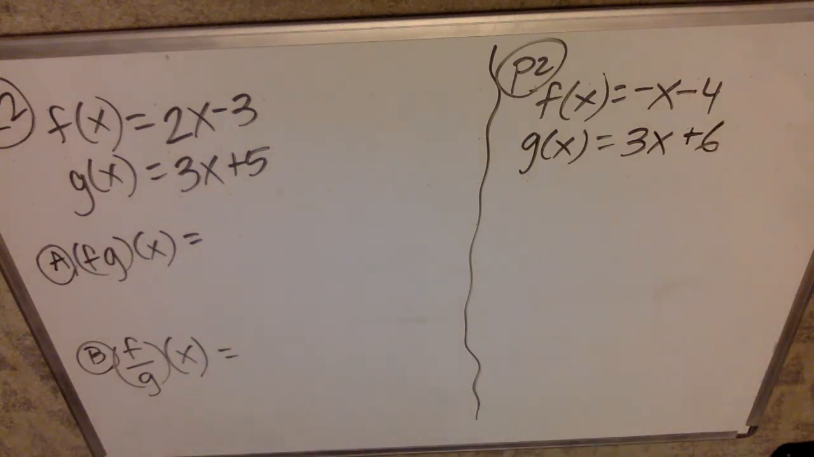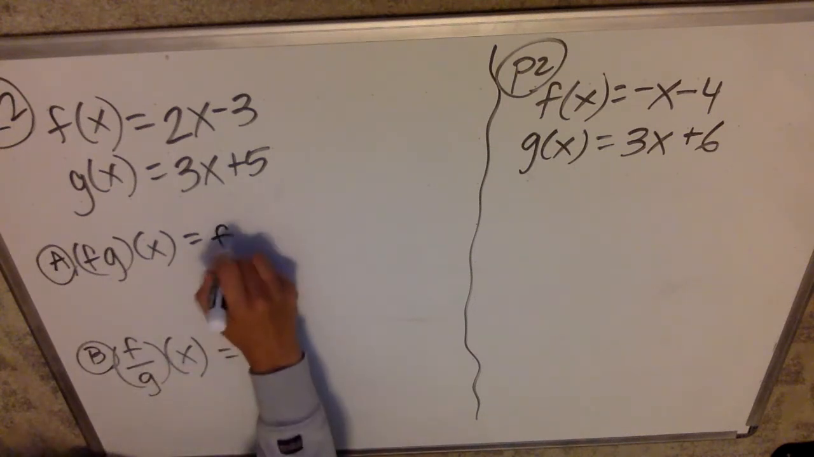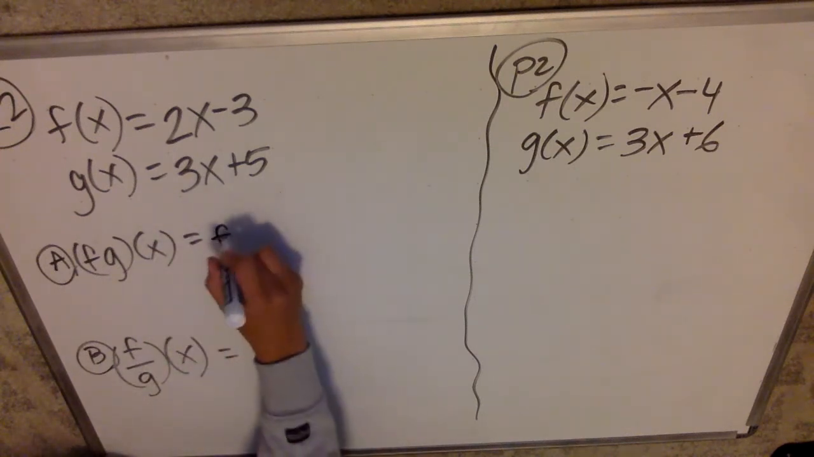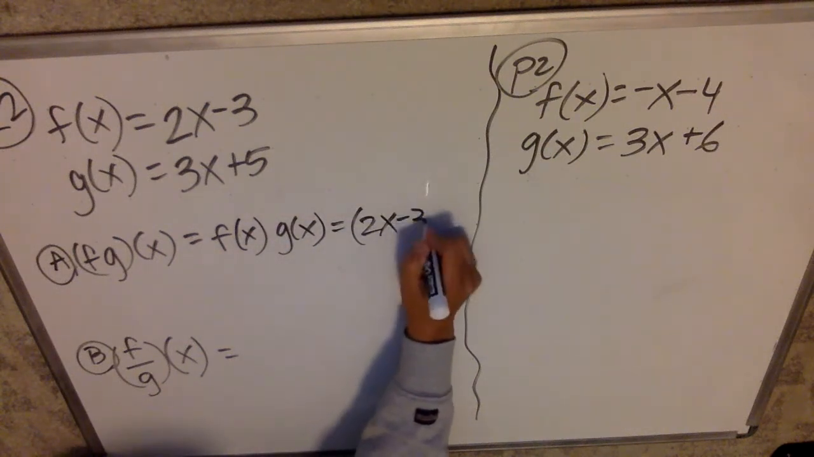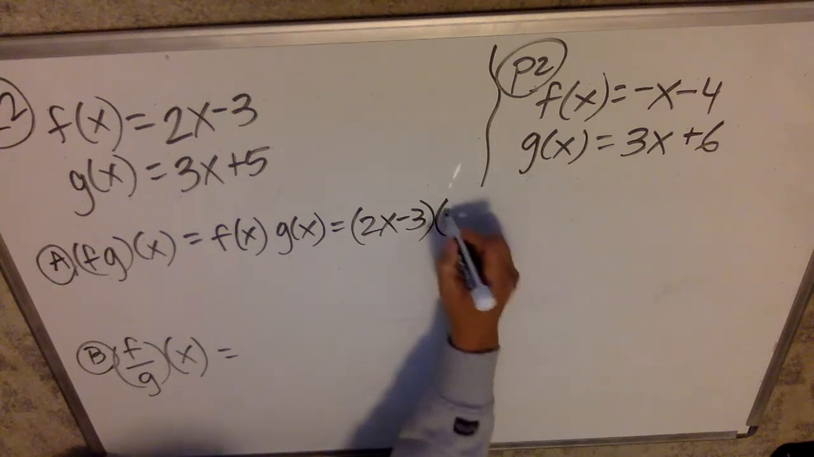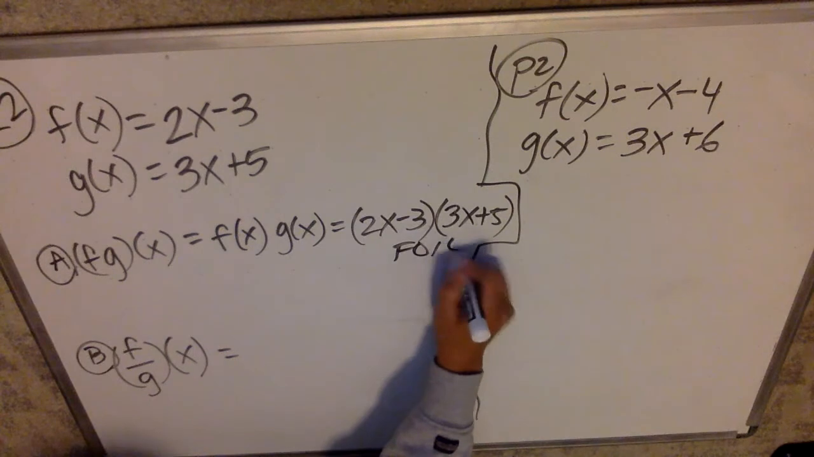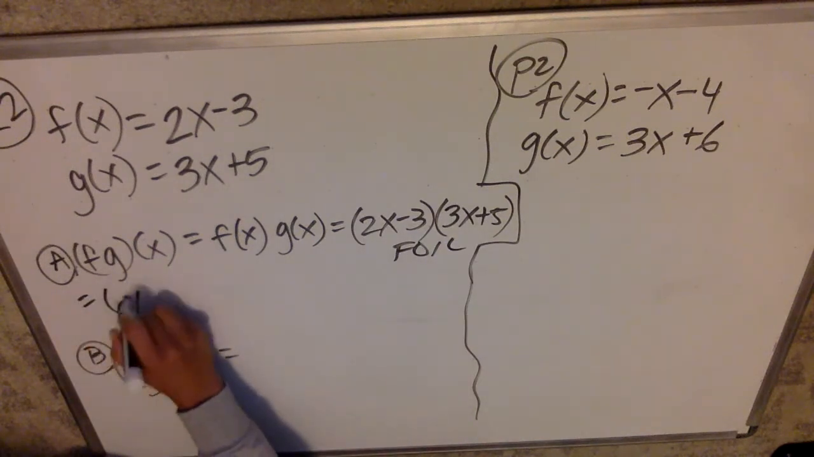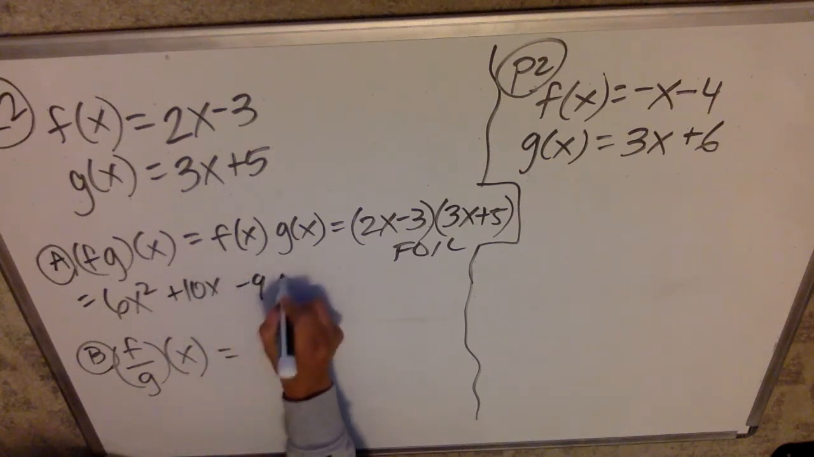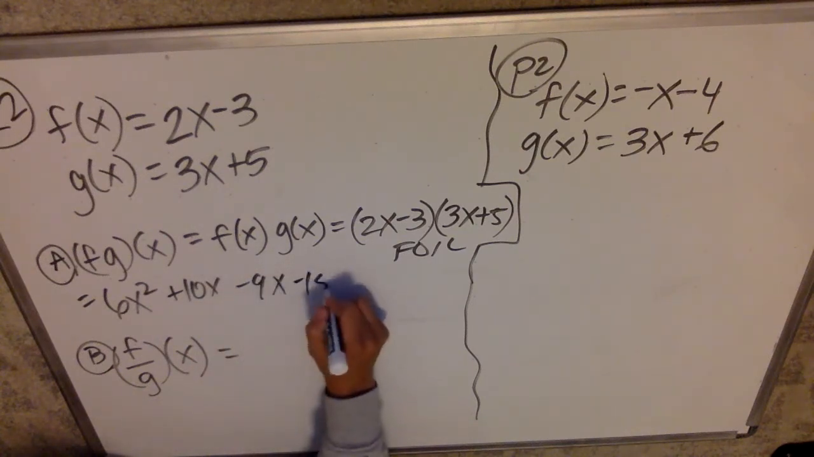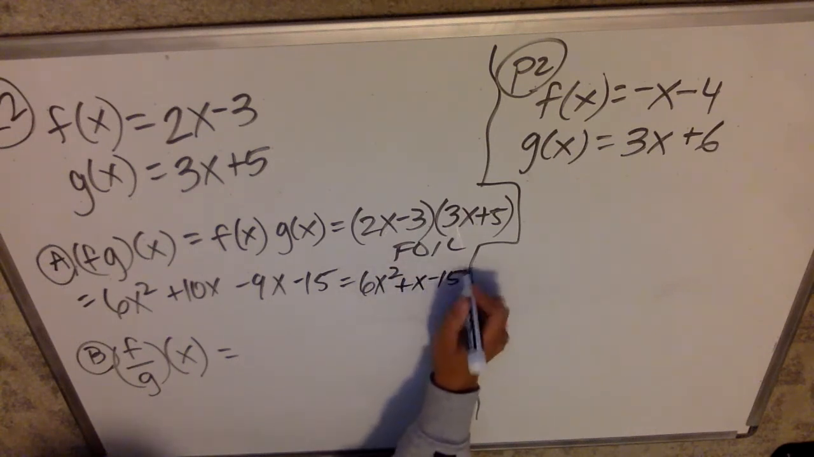Okay, cool. So f times g of x is just f of x times g of x, right? Which is just going to be the 2x minus 3 times, ran out of room, my 3x plus 5. And when we multiply binomials, we FOIL, right? So my first term is going to be a 6x squared. Outer is going to be a plus 10x. Inner is going to be a minus 9x. Last is going to be a minus 15. So I get 6x squared plus x minus 15.